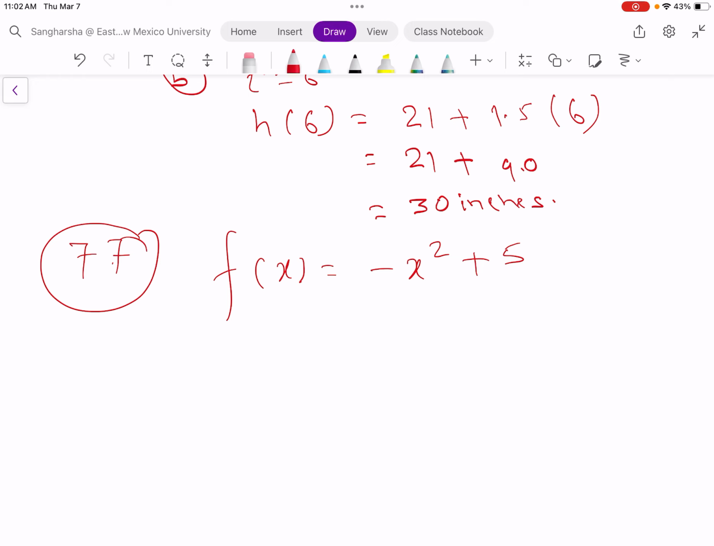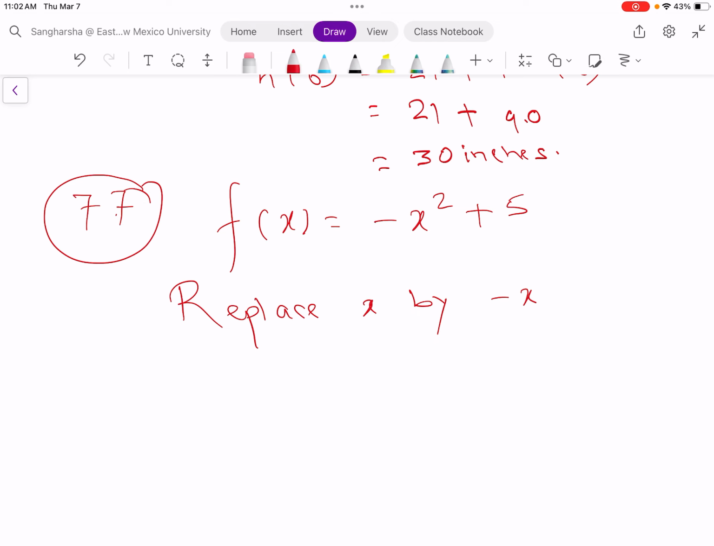The very first step is we replace x of the function by negative x. If you want to know whether your function is an even function or an odd function, this is the very first step: you are replacing x of the function by negative x. So we have f of negative x equals, for every x you replace negative x.